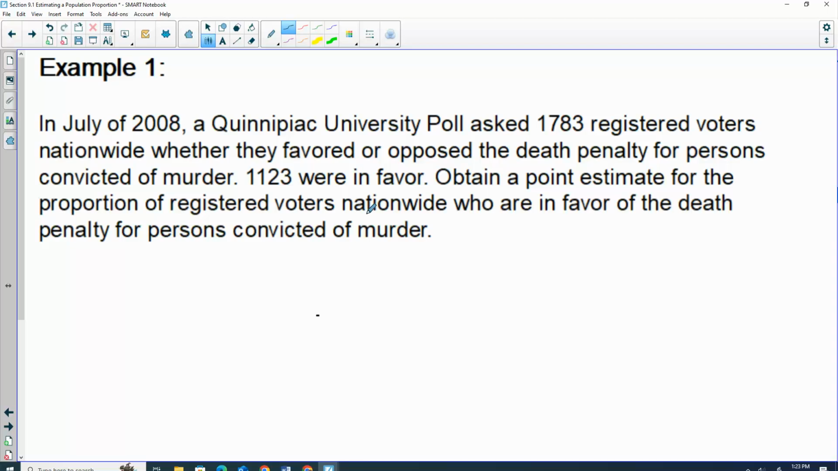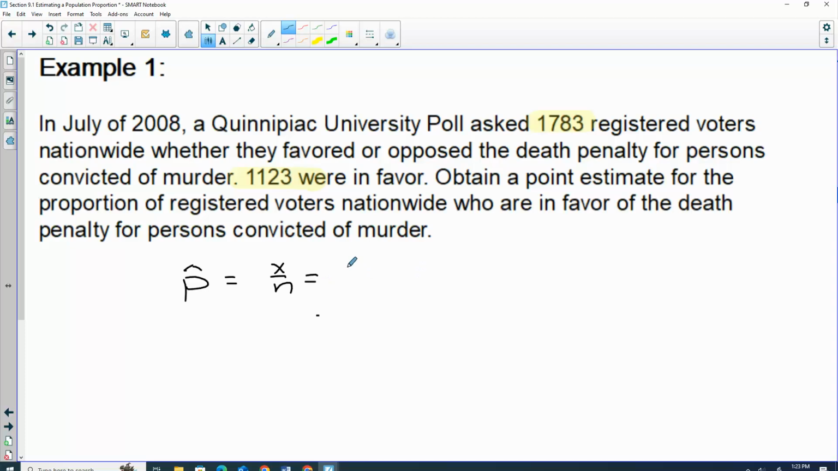So in July 2008, we had a poll asking 1,783 registered voters nationwide whether they favored or opposed the death penalty for persons convicted of murder. 1,123 were in favor. Obtain a point estimate for the proportion of voters nationwide who are in favor. So, all I'm asking for is the P-hat, which we just said was X over N.